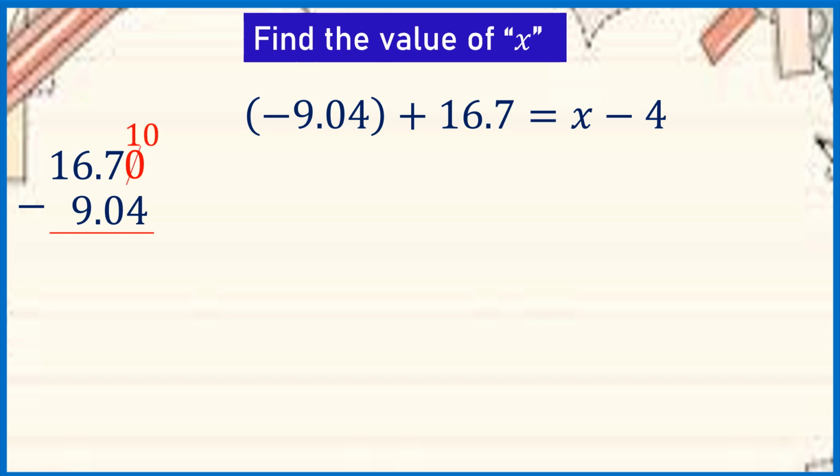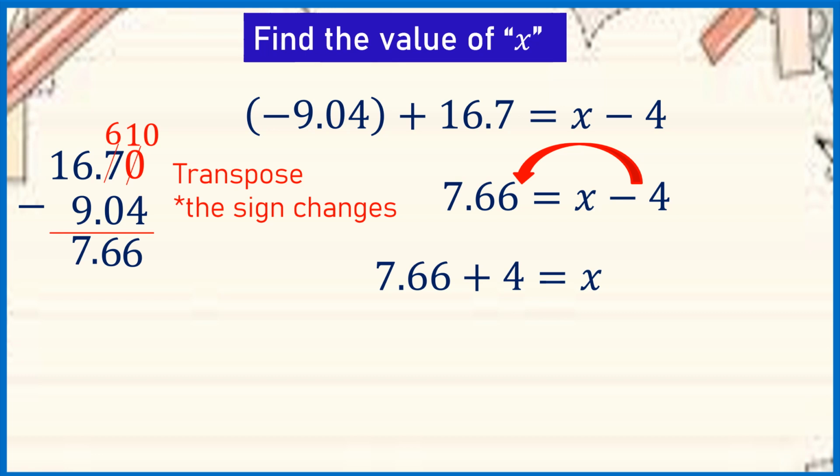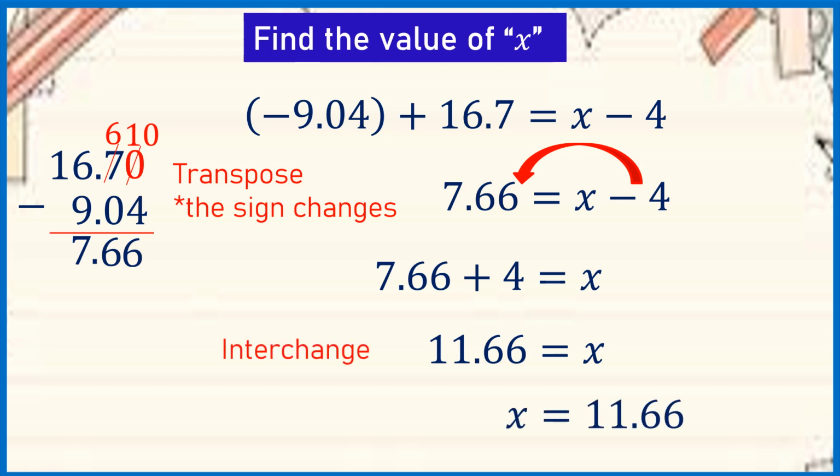16.70. Then borrow 1 from 7, 0 becomes 10, and 7 becomes 6. 10 minus 4 is 6, 6 minus 0 is 6, and then 16 minus 9 is equal to 7. So write 7.66, then copy equal to x minus 4. Then we are going to transpose minus 4 to the other side. Remember that the sign changes. So it is negative, it will become positive. So we get 7.66 plus 4 is equal to x. And what is 7.66 plus 4? It is, very good, it is 11.66. So x, interchange it, x is equal to 11.66.